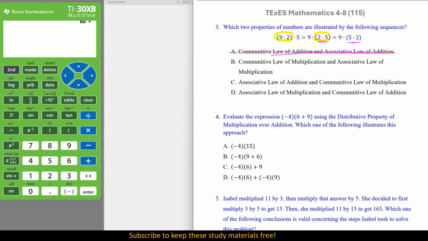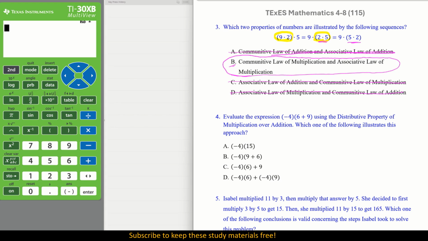However, B talks about commutative and its multiplication, and then the associative law of multiplication. So I like B. Let's look at C. Associative law of addition. No, there's no addition. And same thing for D. Yeah, they change the associative law to multiplication, but then they say, oh, commutative law of addition. There is no addition. Therefore, let's go back to the one that I really liked, which was B. Okay, and that option is verified.